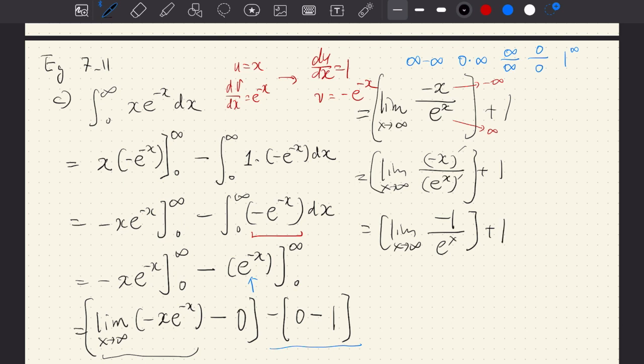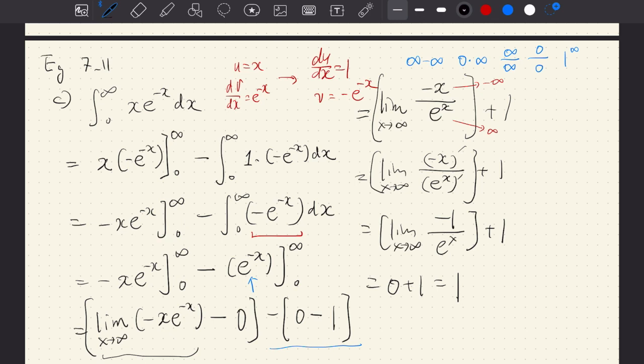Okay, now when you plug in x goes to infinity into this fraction, the numerator is just -1, right? And for the denominator, you get e to the infinity, so the denominator will become a very large positive number. So -1 over a very large positive number would approach 0 from the negative side, okay? So this is equal to 0 plus 1, which is 1, okay?